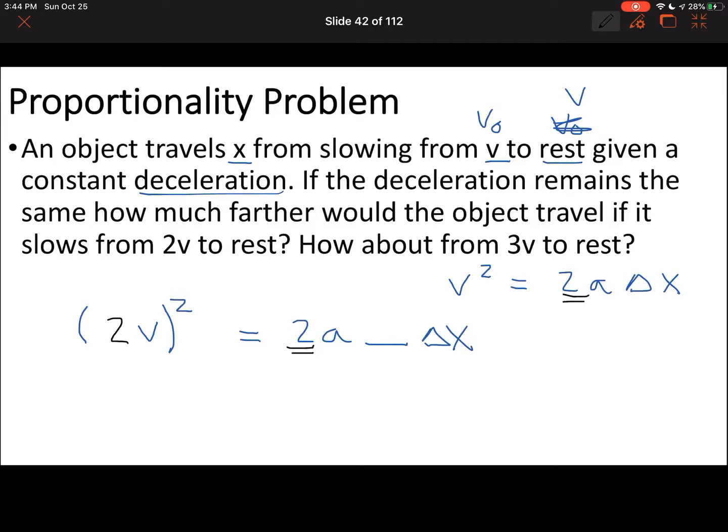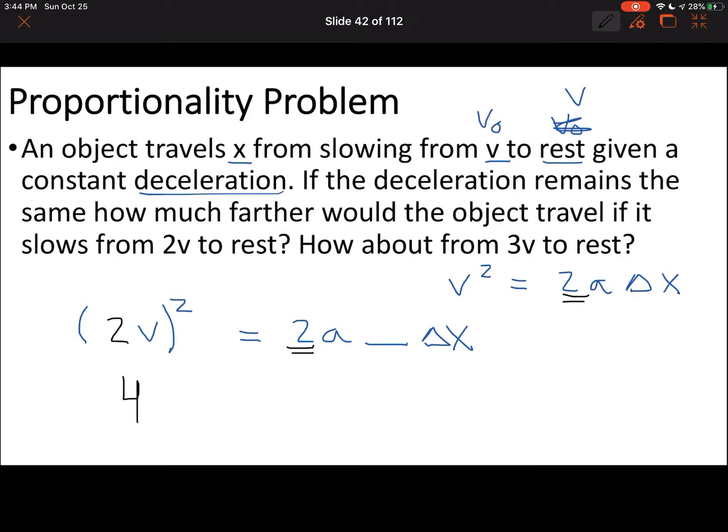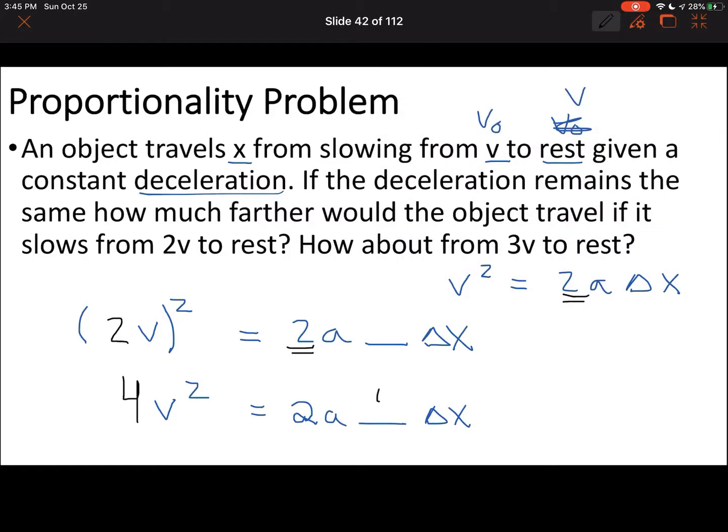Well, when I double that v, in terms of the whole left-hand side of that equation, that 2 gets squared. And that's like me saying that I have 4 times the amount that I had before. This is going to simplify to 4v squared. And that's going to be equal to 2a, also the same as before. And so we're asking, how is the delta x going to change? Because the 2 can't change and the a can't change. How much farther would we have gone? We would have gone 4 times as far.